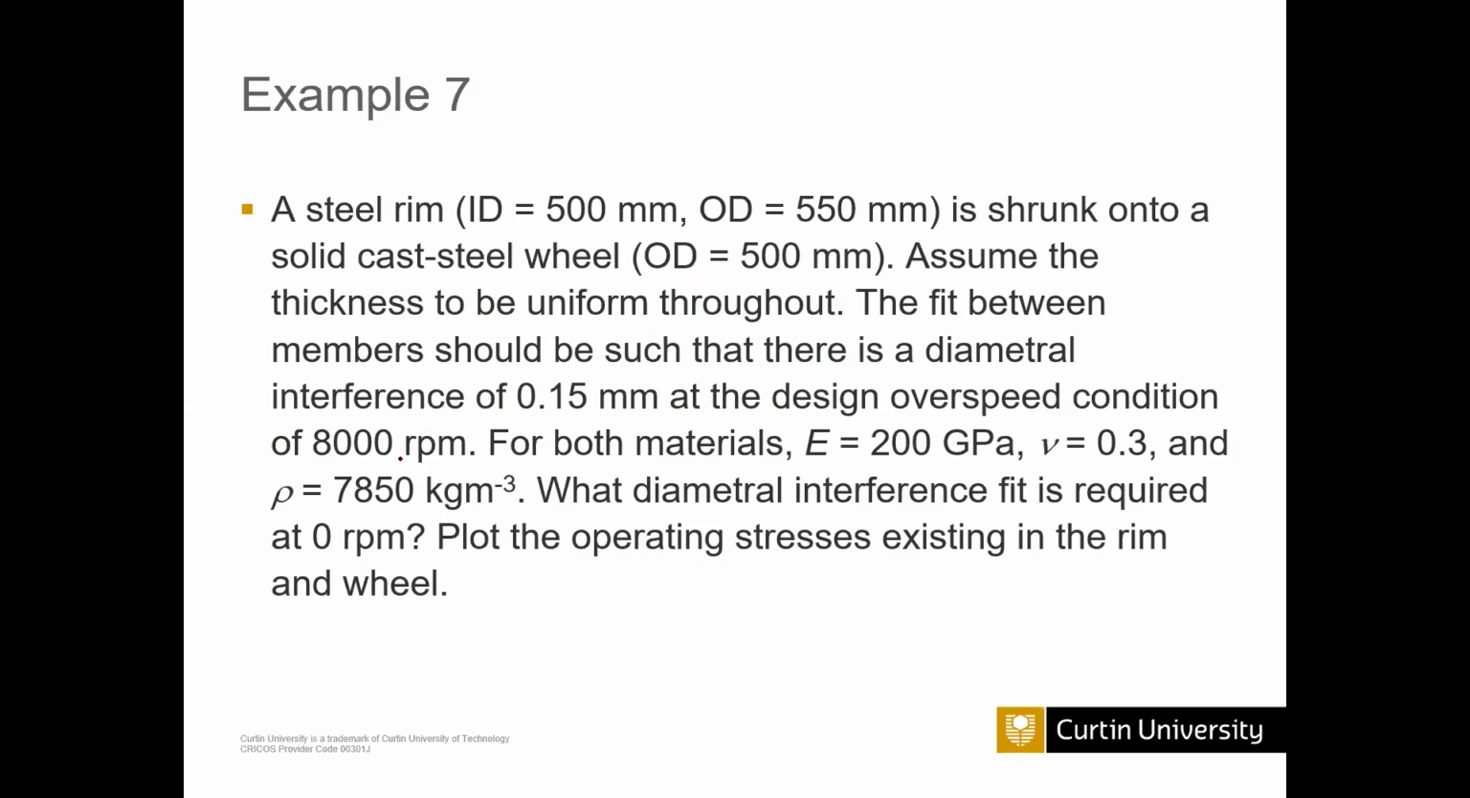So this is a rotating cylinder. For both materials, E and nu are given as the same, and density is also given, but the diametral interference is required at 0 RPM. Then find the operating stresses existing in the rim and wheel. There is an assumption that the rim and wheel are both made of the same material. For the calculation, you can use that as the same material, otherwise it would be complicated. That's why.